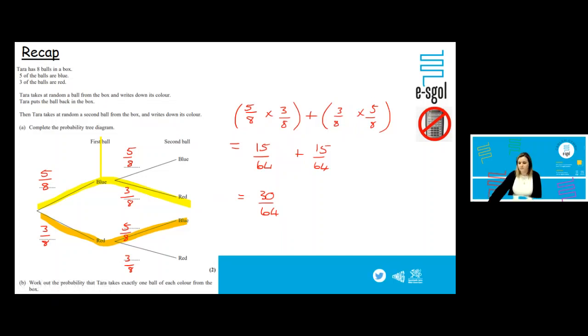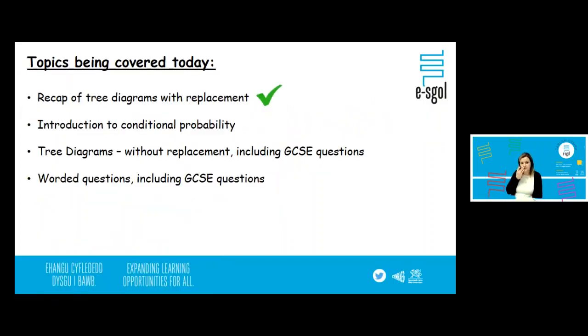Okay, right then. So if we have a look at what's been done today, we've already done the recap. So we're now going to go on to what's called conditional probability, and then we'll go on and look at some of the GCSE questions as we go through the session.